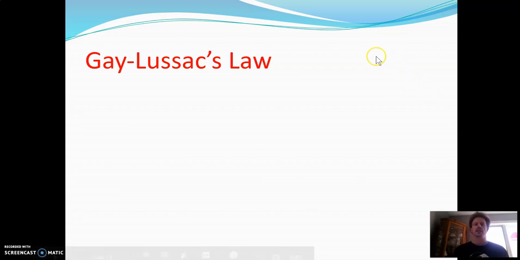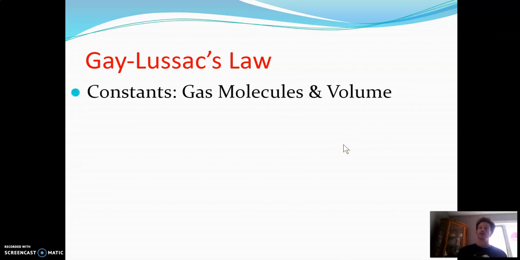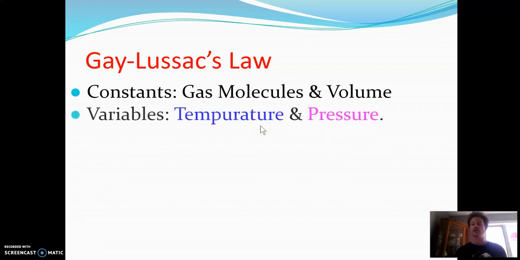Next one is our Gay-Lussac law. And so this guy, same thing. We're going to hold two things constant. In this case, we're also holding gas molecules. We're holding the moles of gas constant. Nothing's going in, nothing's coming out. And then we're going to hold the volume constant. So we're not going to change the size of our container. So what we are changing is temperature and pressure.